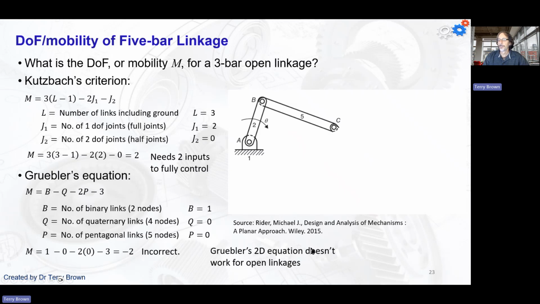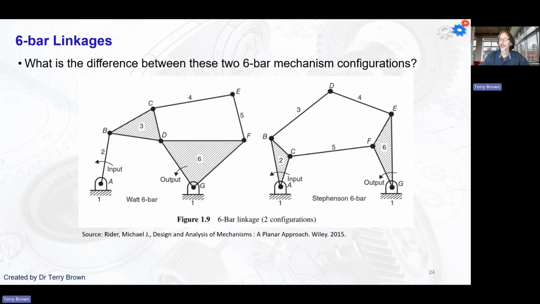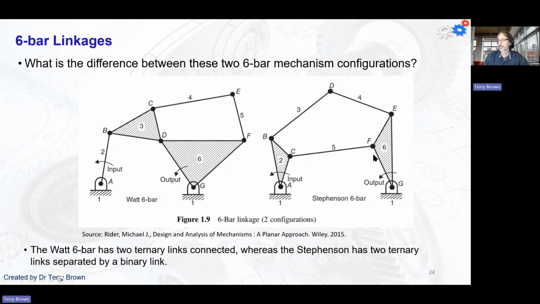So it doesn't work the way Kutzbach's criterion does for open linkages. Okay, so we've now got 2 6-bar mechanisms with different configurations. What's the difference? The only difference is the placement of this link here. Here we've got it between the 2 ternary links.